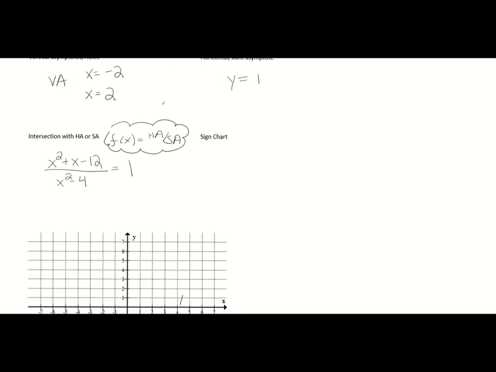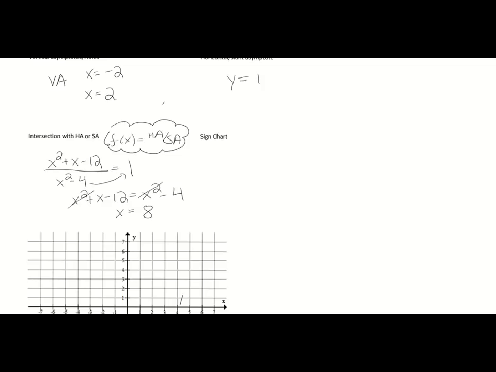So I'm going to bring this over here. It's going to give me x squared plus x minus 12. Anything times 1 just gives you back what you started with. The x squareds are going to cancel out, and I'm going to get x is equal to 8. So you do have a cross, and it's going to happen at x is equal to 8.